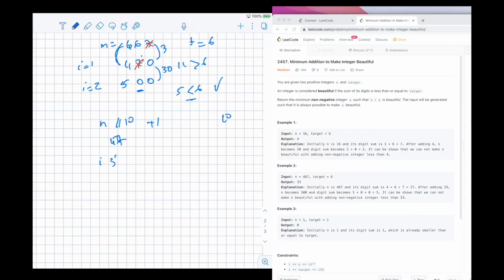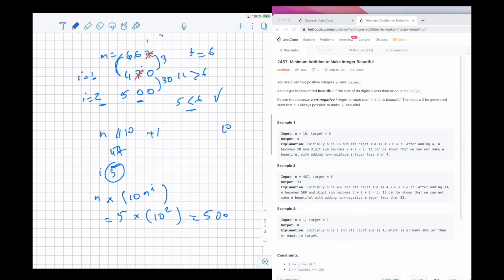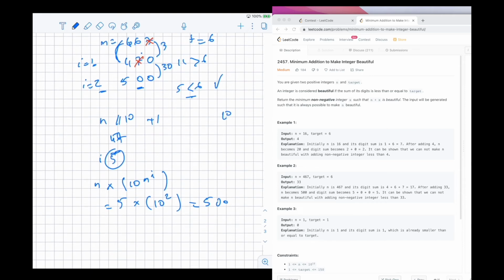So to get back this 500, we just say n multiplied by 10 to the power of i. In this case here n would be 5, because our n is now 5. So that would be 5 multiplied by 10 to the power of 2, because that's what we calculated here. So that's 500, right? So we need to just keep track of two things. n, which is just dividing by 10 plus 1 each time. But we need to not lose these zeros, so we keep track of how many we have, and at the end we multiply.